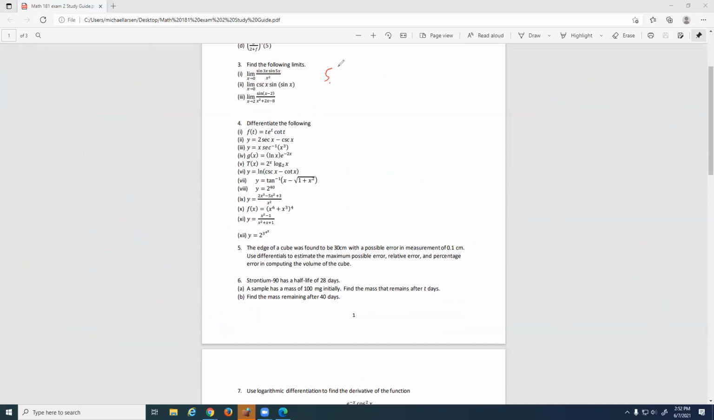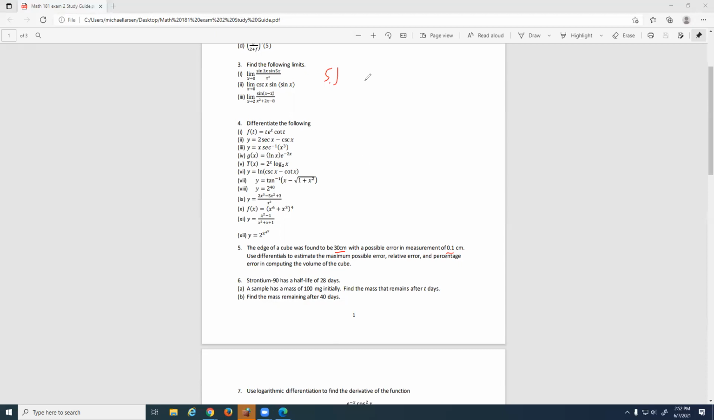So number 5, the edge of a cube was found to be 30 centimeters with a possible error in measurement of 0.1 centimeters. Use differentials to estimate the maximum possible error, relative error, and percentage error in computing the volume of the cube.